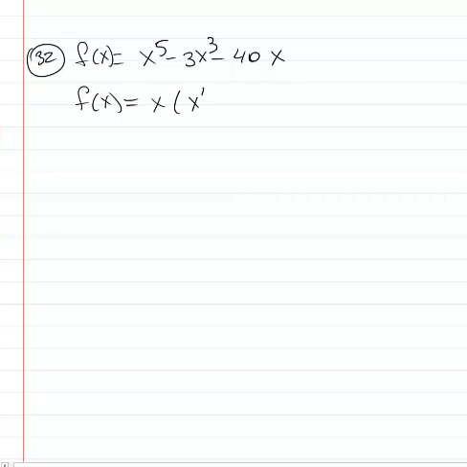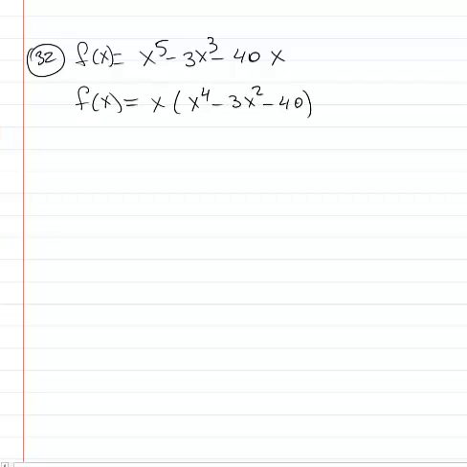And finally, the last problem. Okay, number 32. So you have f of x equals x to the 5th minus 3x to the 3rd minus 40x. In order for us to graph that, we need to factor this completely. So let's go ahead and factor that. Let's take the x out. So we got x to the 4th minus 3x squared minus 40.